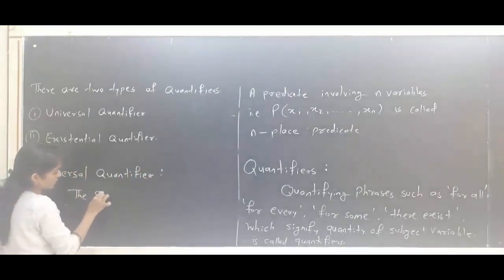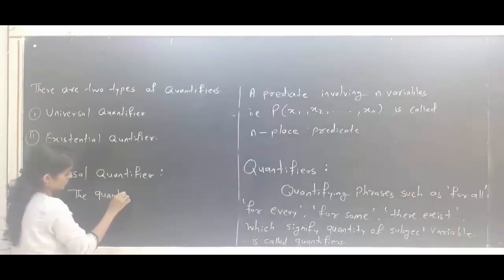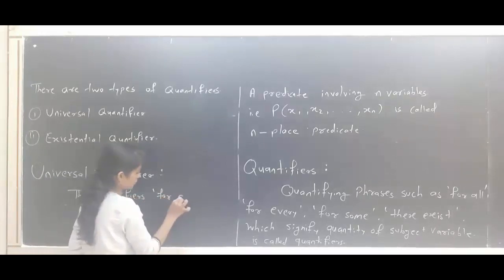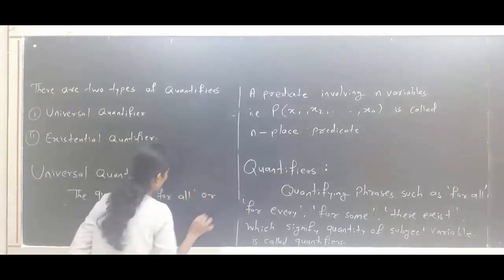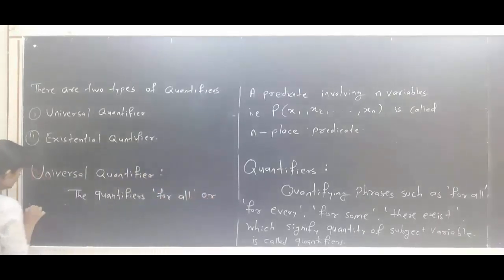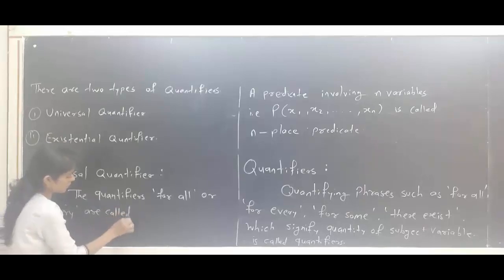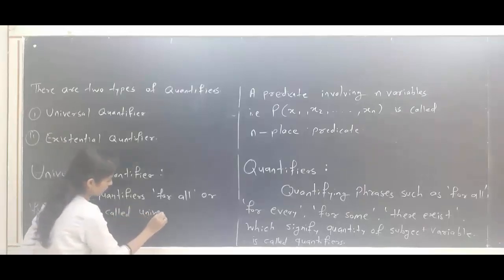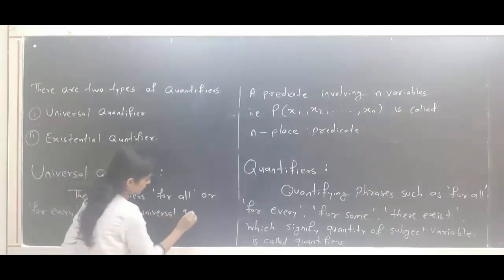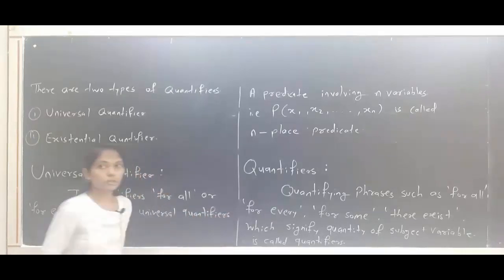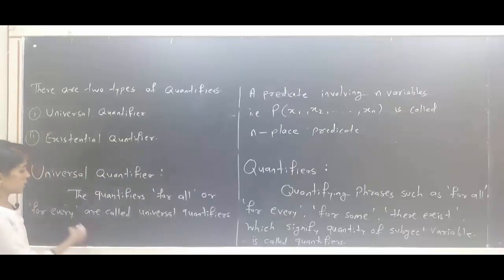The quantifier for all or for every are called universal quantifier. Okay, so for all and for every are called the universal quantifiers.